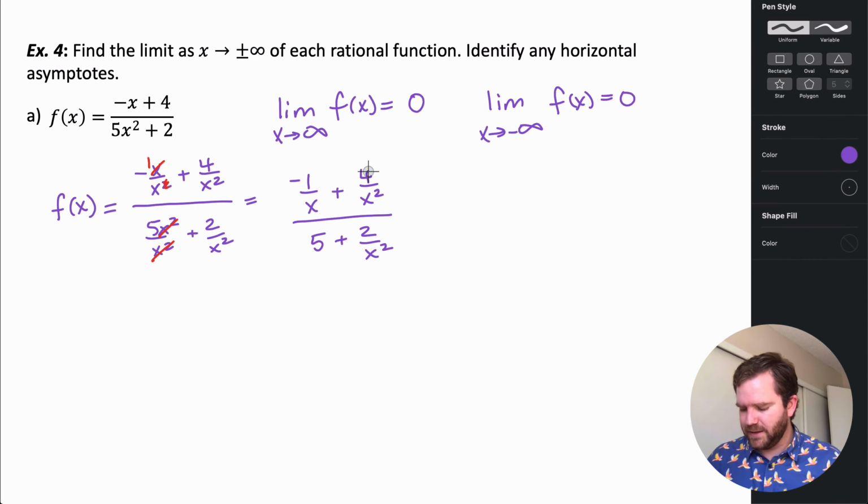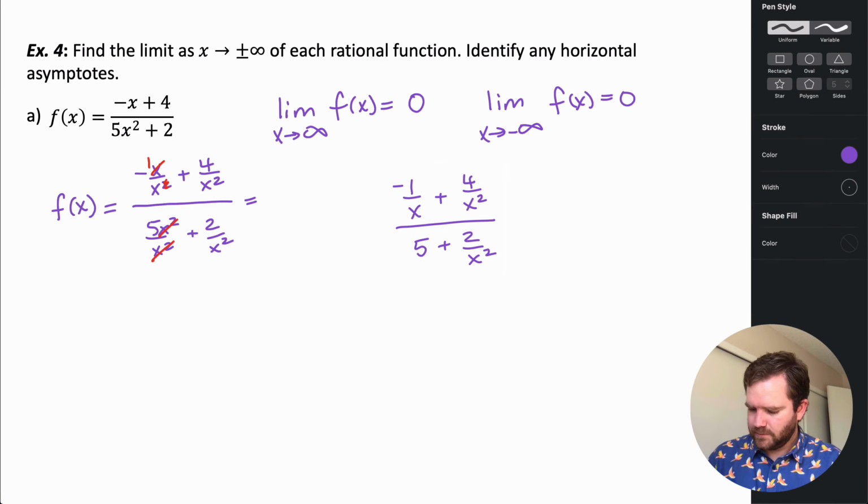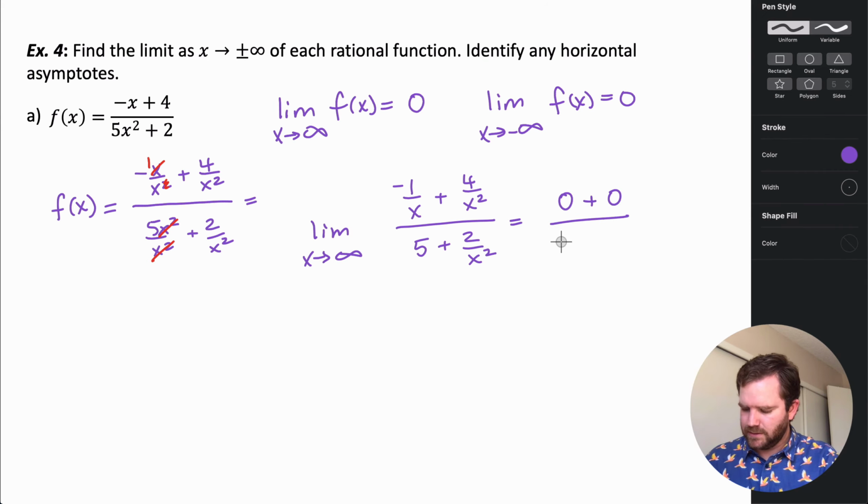If I wanted to take the limit of this as x goes to positive infinity, what happens? If I plug infinity in here, this piece becomes 0. Remember, a constant divided by something going to infinity is 0. Here, again, 4 divided by something going to infinity is also 0. This is just a constant, so its limit is itself. And 2 divided by something going off to infinity is 0. So I end up with 0 over 5, which is 0. That confirms this one.